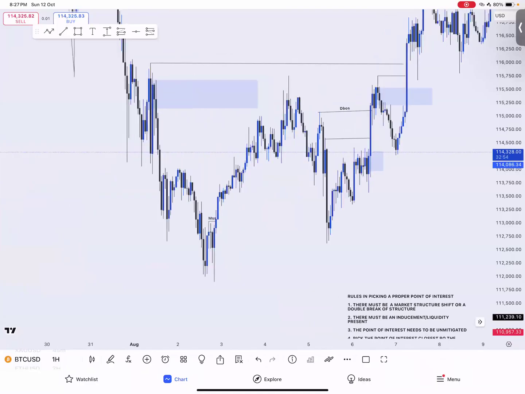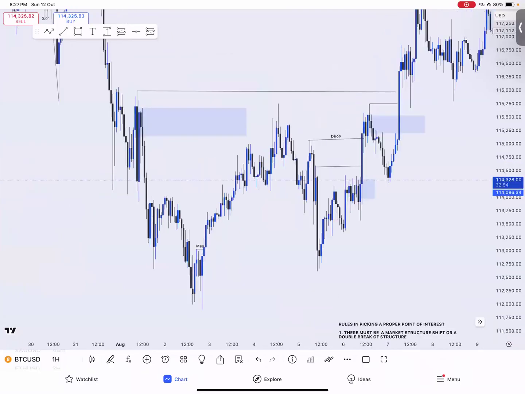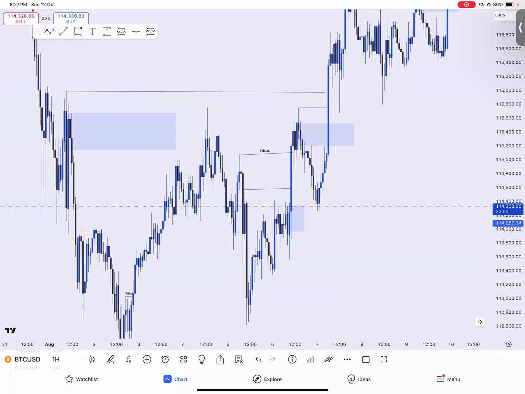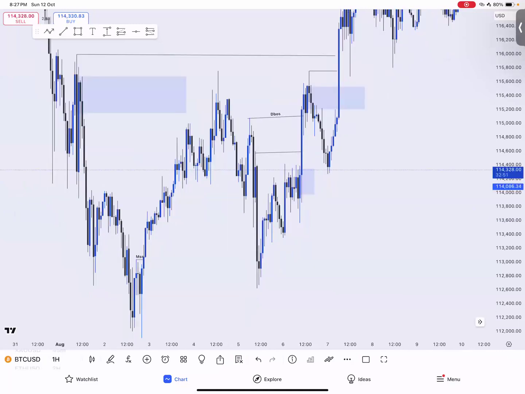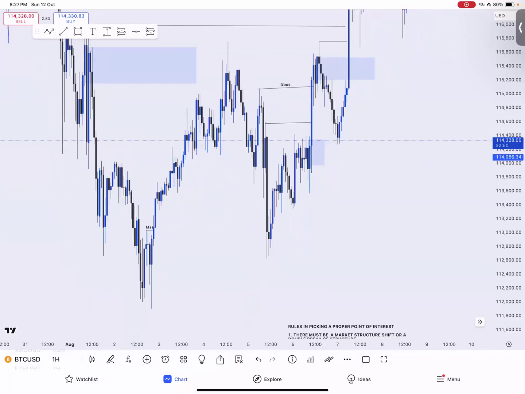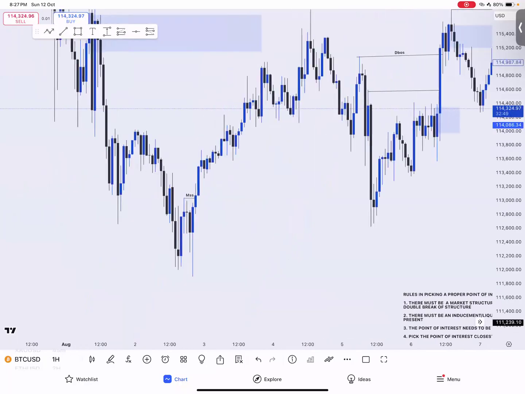So technically, it's just one point of interest. This one is even very, very easy because it does not give you a lot to pick from. It's just one simple POI that is here because the breaker block, the body of this high that was taken out, and the order block are on the same line. So it's merged as one POI. So in this scenario, we only have one point of interest here.